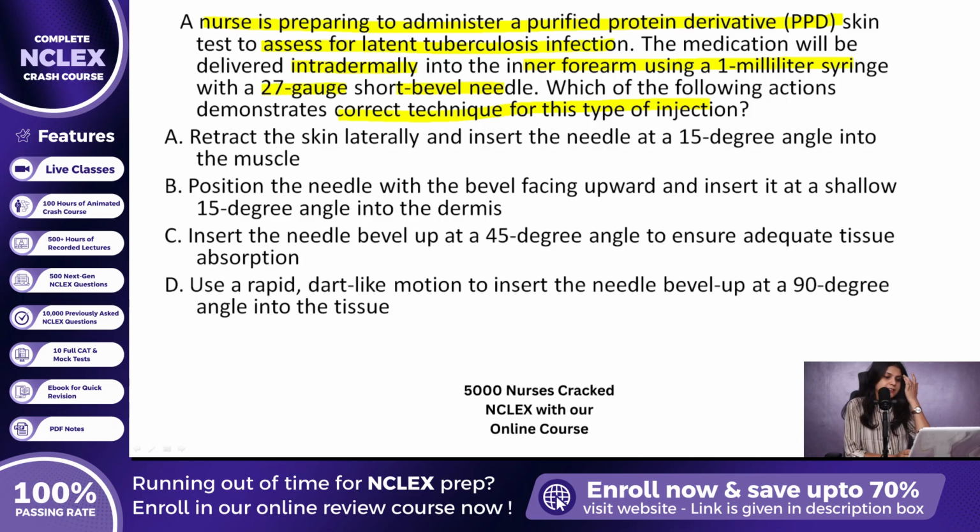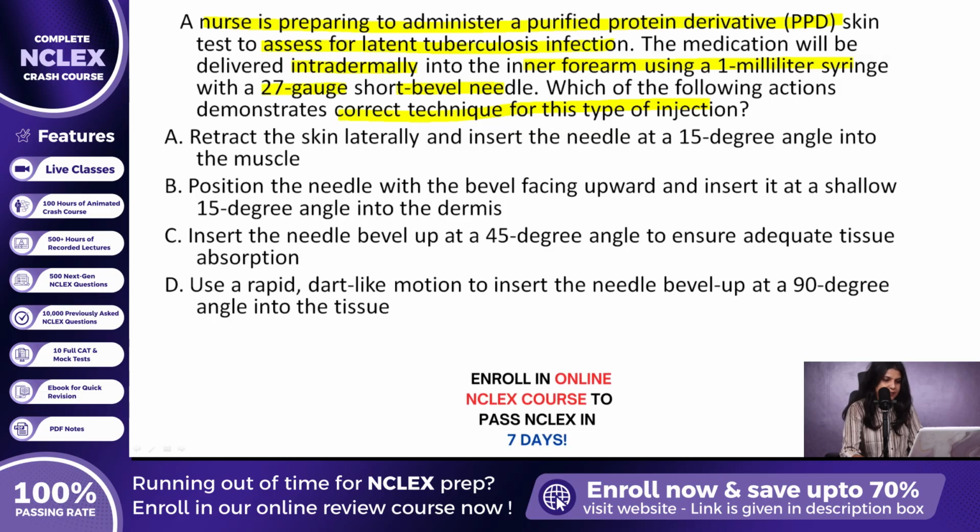Here are your options. Option A. Retract the skin laterally and insert the needle at a 15-degree angle into the muscle. Option B. Position the needle with the bevel facing upward and insert it at a shallow 15-degree angle into the dermis. Option C. Insert the needle bevel up at a 45-degree angle to ensure adequate tissue absorption. Option D. Use a rapid dart-like motion to insert the needle bevel up at a 90-degree angle into the tissue.